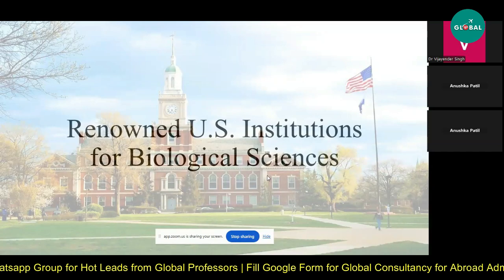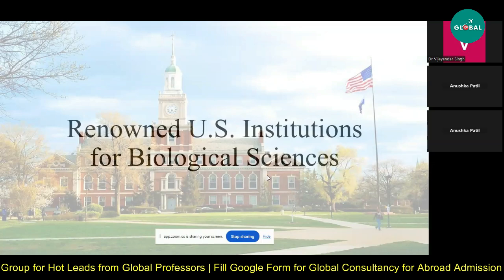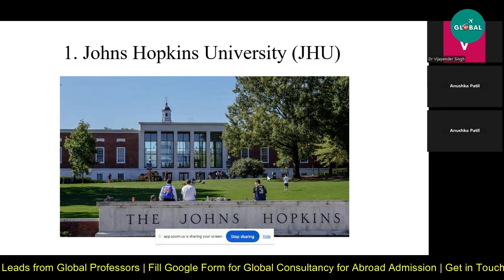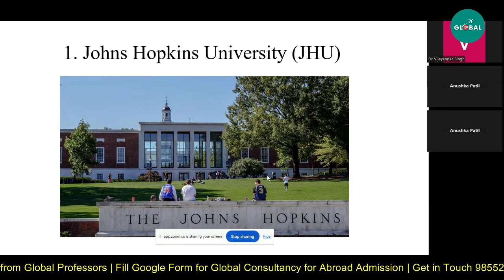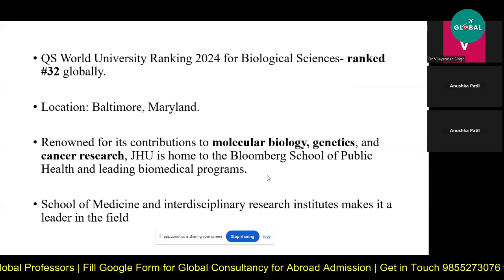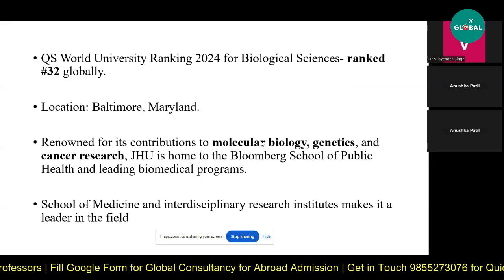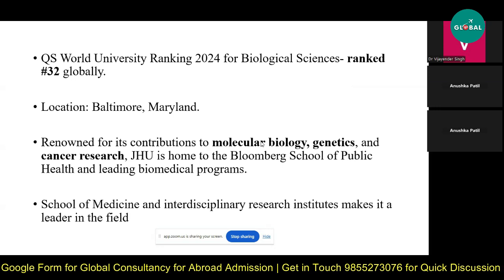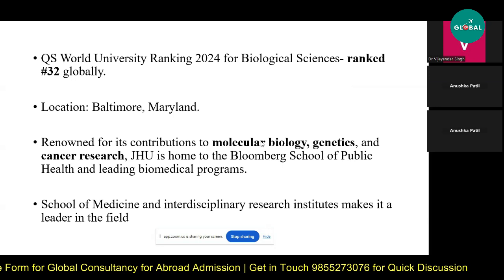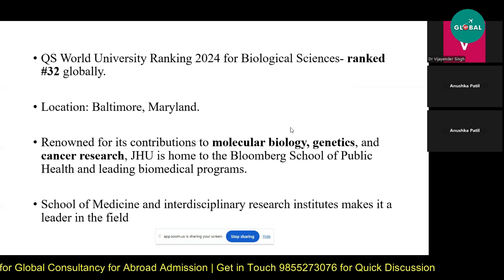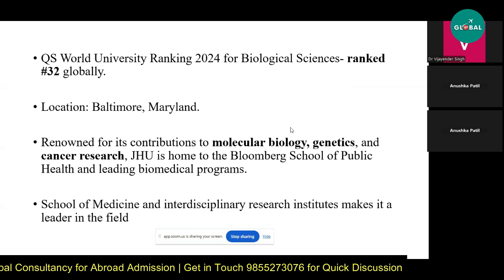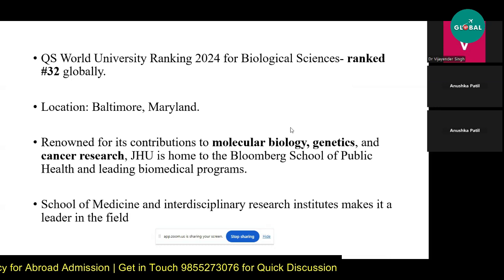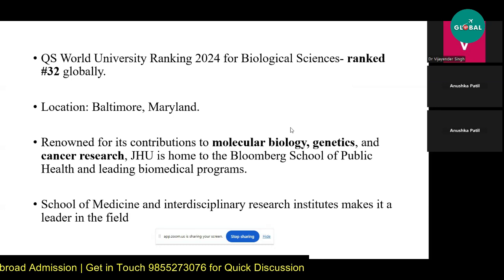So these are some of the renowned US institutions specifically for biological sciences. As I mentioned earlier, the university in my first category is Johns Hopkins University, also known as JHU. It is ranked 32nd globally, which is amazing. It is located in Baltimore, in the state of Maryland, which is one of the states near New Jersey in the United States. Basically, JHU is renowned for its contributions to molecular biology, genetics, and cancer research.